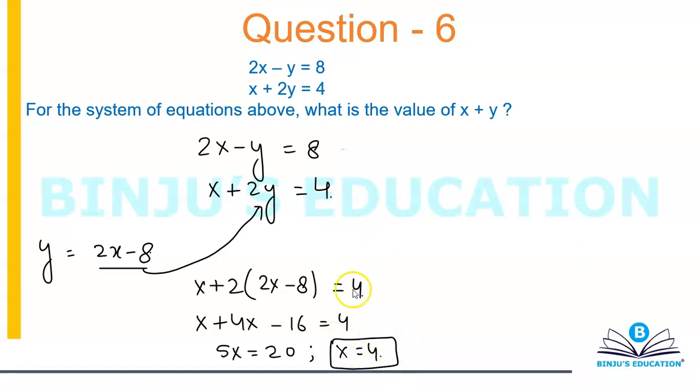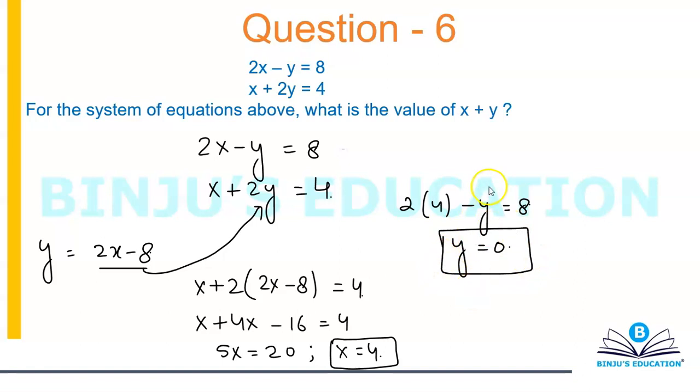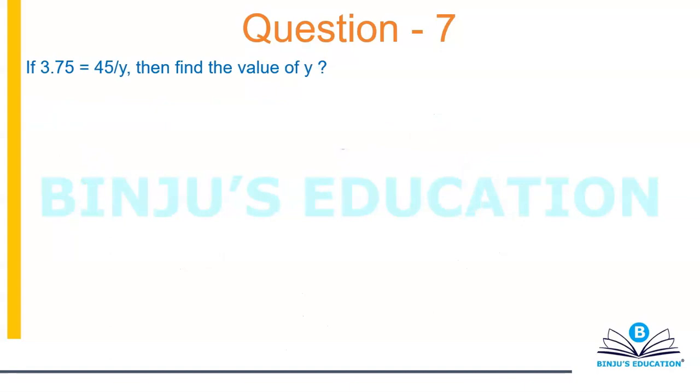If x is equal to 4, plug it back in any of the two equations. I'm going to use the first one. If x is equal to 4, then 2 into 4 minus y is equal to 8, which is going to give me y is equal to 0. What's the question? Find x plus y. So x plus y is simply 4 plus 0, that is equal to 4. You could have done it the other way also. It's completely your call. Alright. Pause the video and try this question, please.